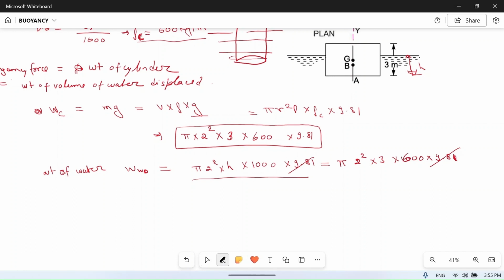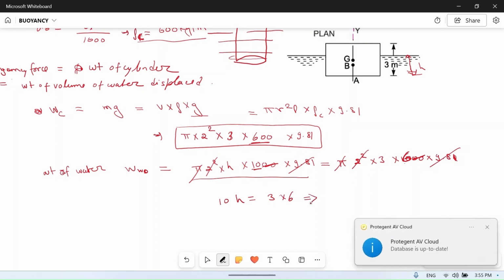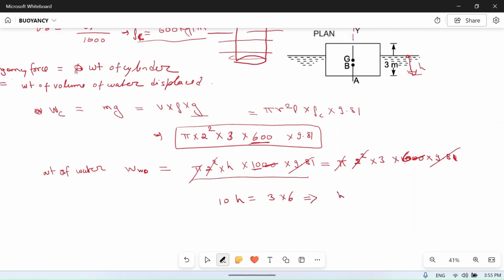Sorry, this was 600, not 1000, here it is 600. So 2 zeros will be cancelled here, pi will be cancelled, 2 square will be cancelled. So from here you will get 10 h is equal to 3 into 6, because 10 is remaining here and 6 is remaining here. From here h is equal to 18 by 10, which is equal to 1.8 meter. So the height of liquid displaced is 1.8 meter.